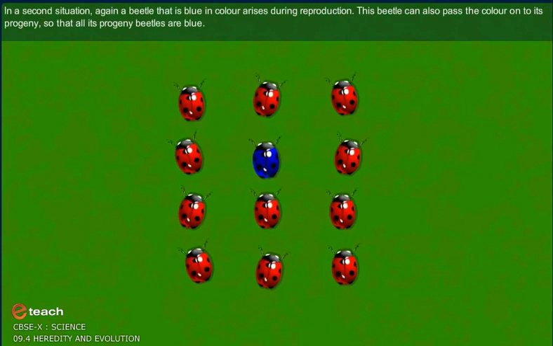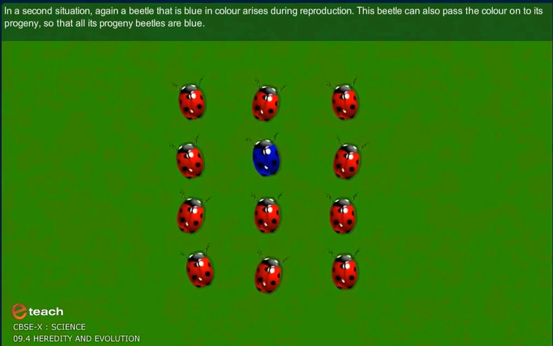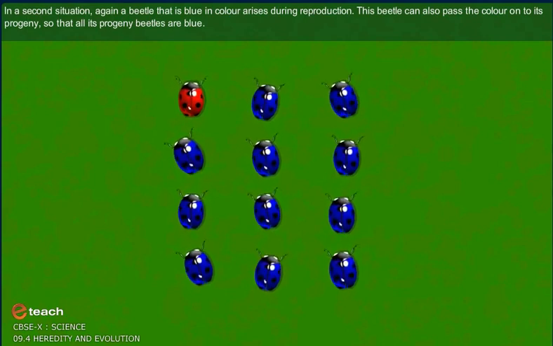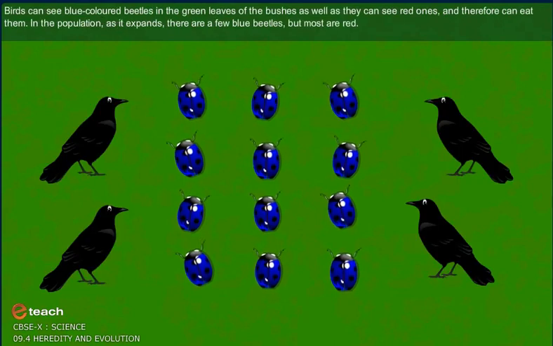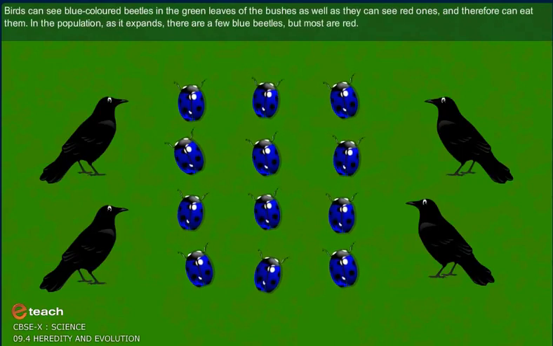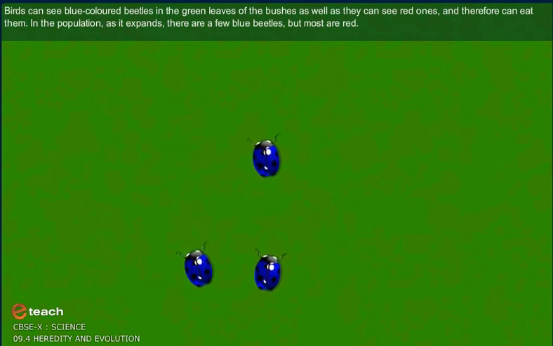In the second situation, again a beetle that is blue in color arises during reproduction. This beetle can also pass the color on to its progeny, so that all its progeny beetles are blue. Birds can see blue-colored beetles in the green leaves of the bushes, as well as they can see the red ones, and therefore can eat them. In the population, as it expands, there are a few blue beetles, but most are red.